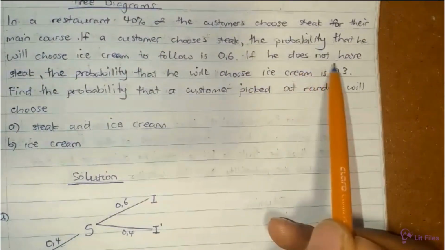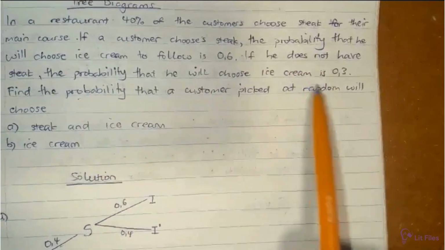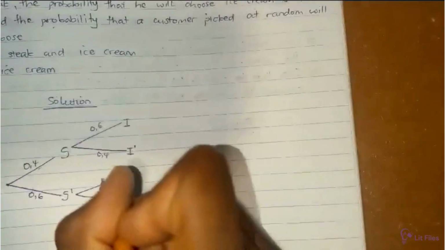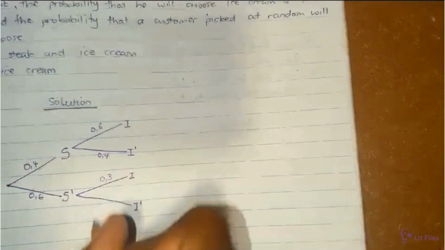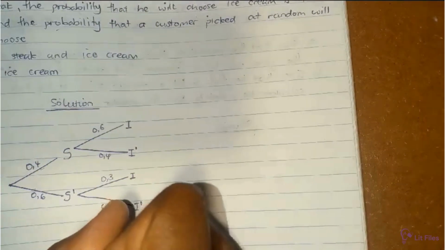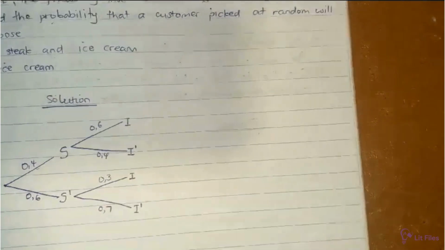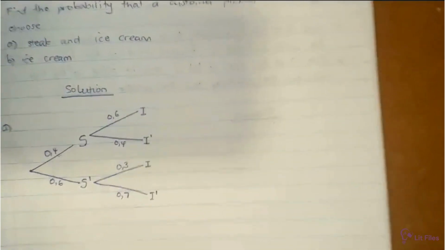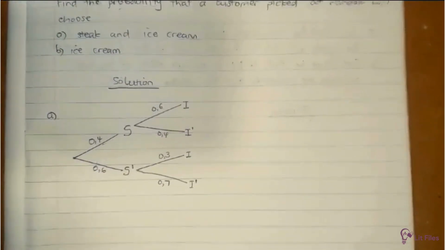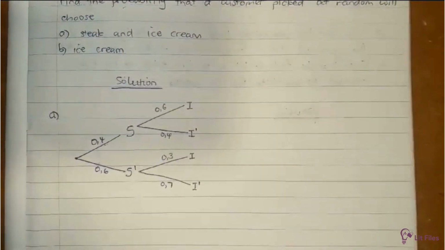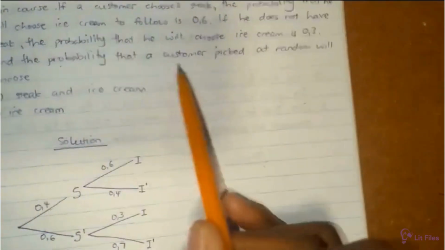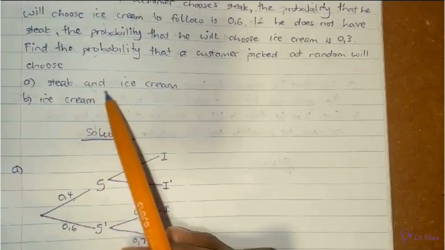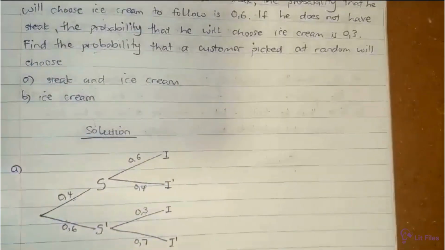And then we are also told that if he does not have steak, the probability that he will choose ice cream is 0.3. So we have our 0.3 here, and then from 1, 0.3 from 1, we have 0.7. So this is our tree diagram. It's complete now. Now we can use it with ease to find the probabilities. What is the probability that a customer picked at random will choose the steak and ice cream? So how does that work?